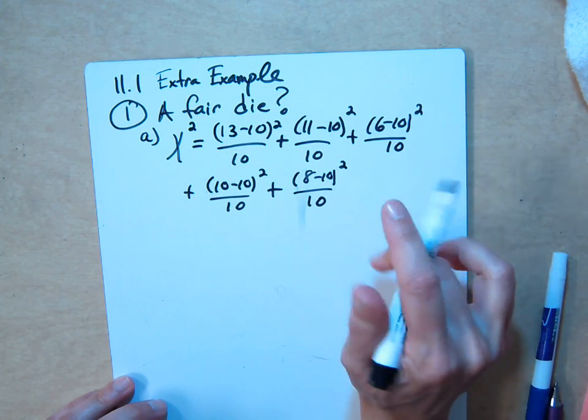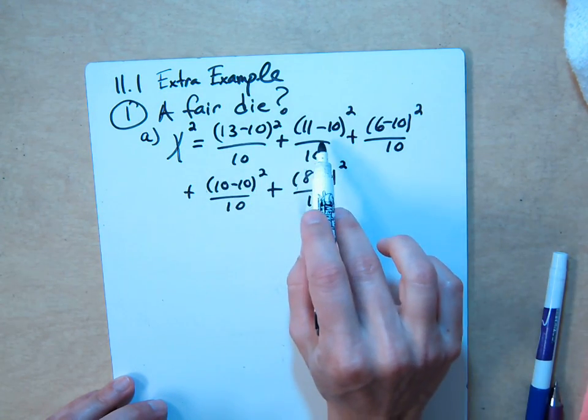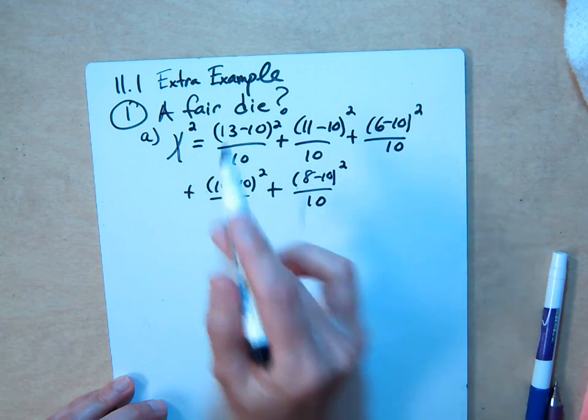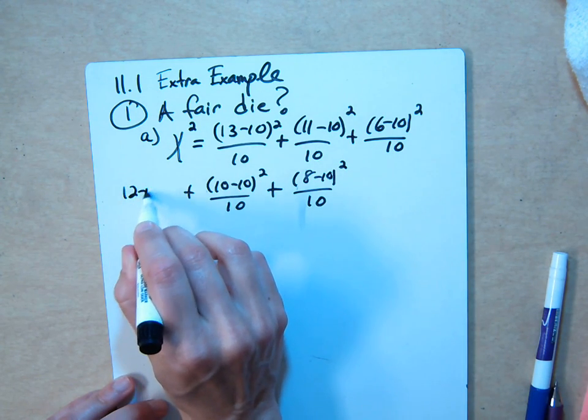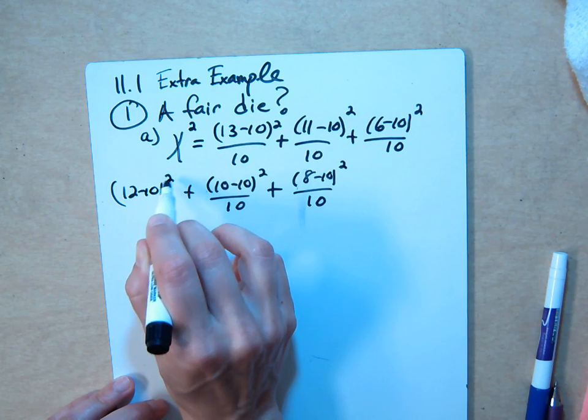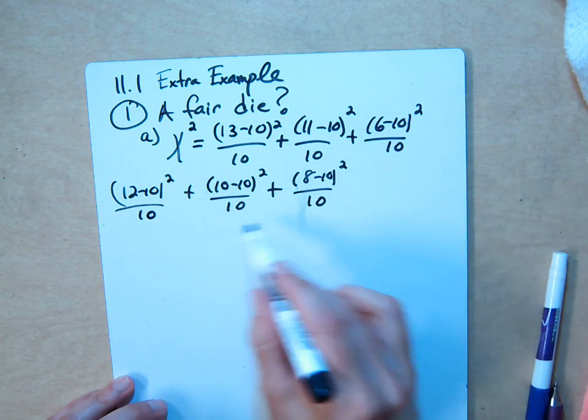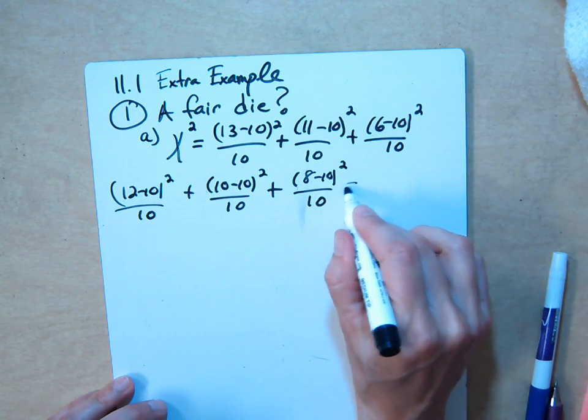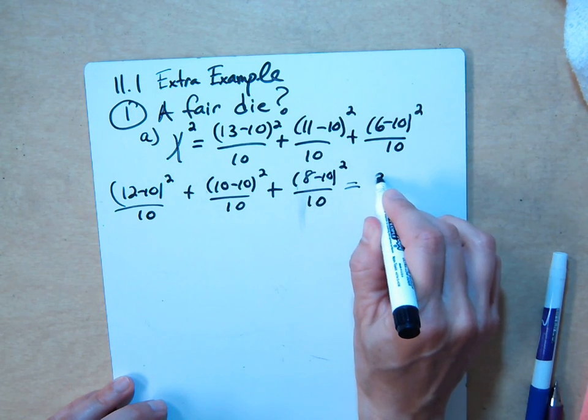did I miss one? Thank you. 13, 11, 6. Here's 12 minus 10 squared over 10. And there we go. And so that will give us 3.4 for chi-squared.